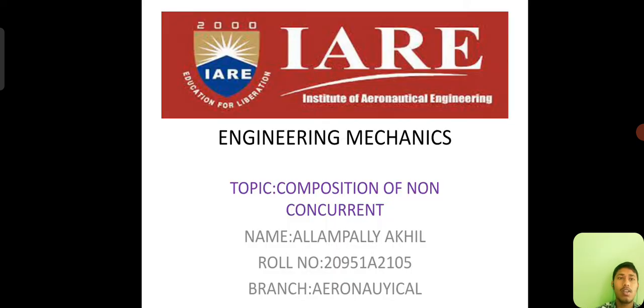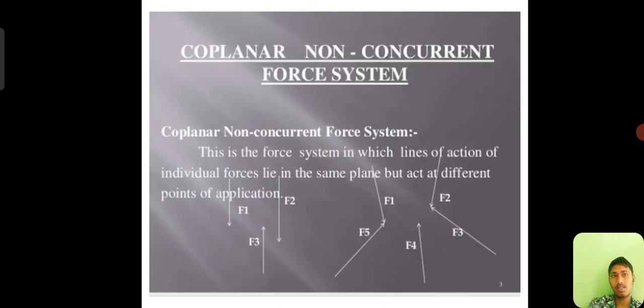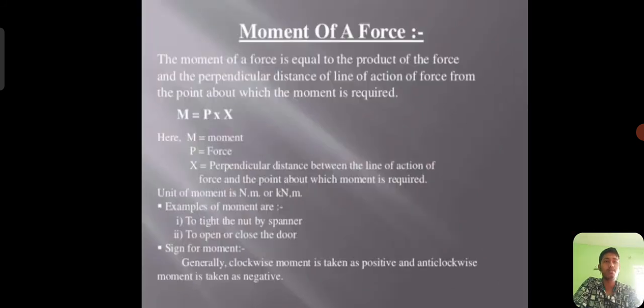First, we have to discuss the topic composition of non-concurrent forces. Coplanar non-concurrent force systems are force systems in which the lines of action of individual forces lie in the same plane, but act at different positions. You can see in the graphical representation that F1, F2 and F3 forces. Whereas in the second we have F1, F2, F3, F4, F5, which are different in their positions.